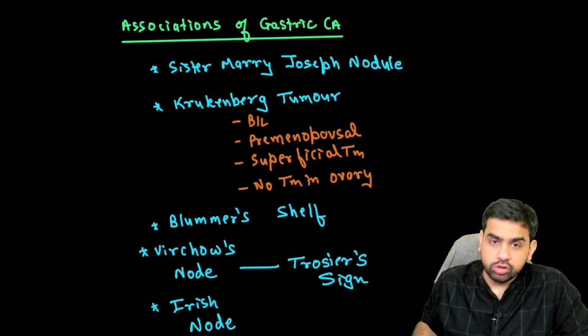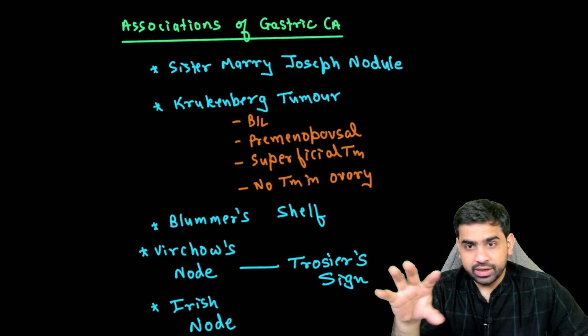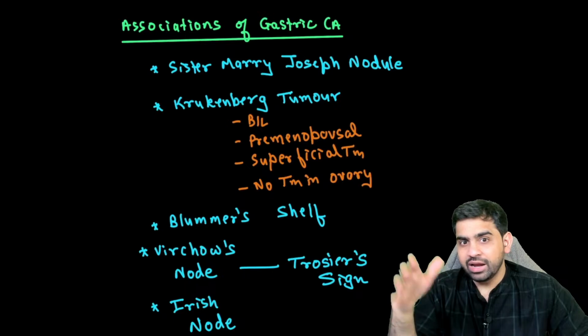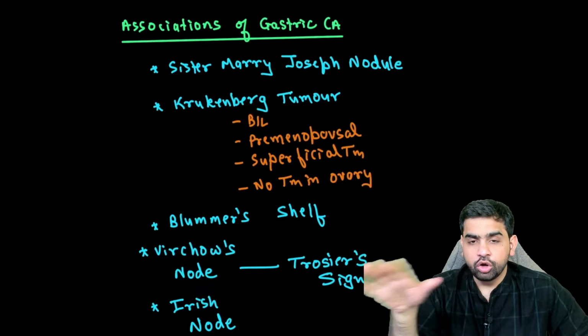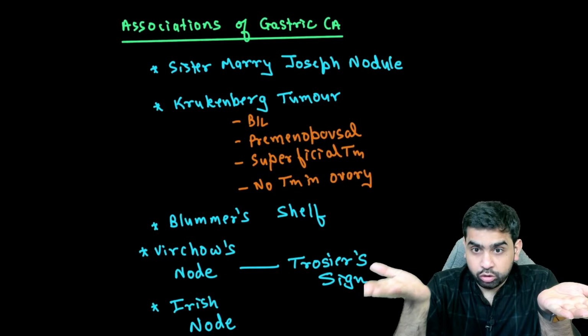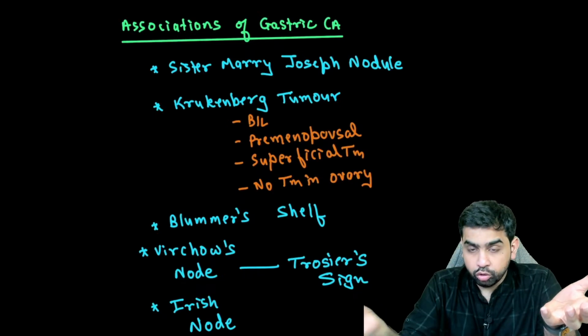Now, associations of gastric cancer: Sister Mary Joseph nodule, which all of you know, a periumbilical lymph node metastasis. Krukenberg's tumor: bilateral, perimenopausal, superficial tumor, with no tumor inside the ovary. So how do you distinguish Krukenberg's tumor from any other bilateral ovarian tumor? If there is a primary ovarian tumor, the tumor will be inside the ovary.